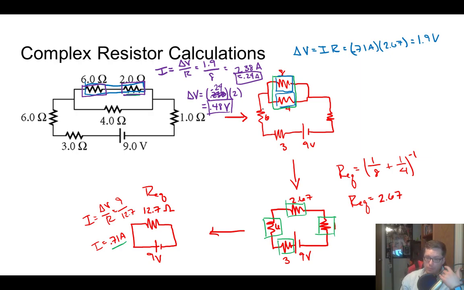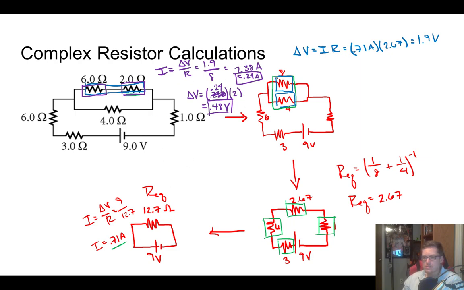So back the truck up here. What exactly did we do? Well, the first thing we had to do was calculate the equivalent resistance. So we broke this down and simplified this circuit. We did it 3 times. We just simplified it.